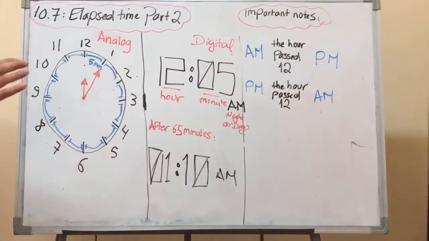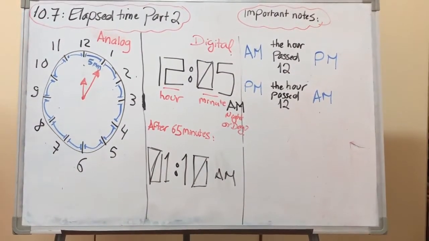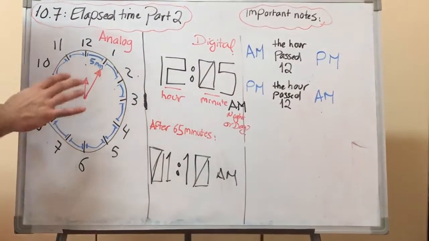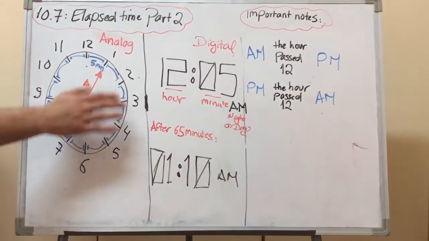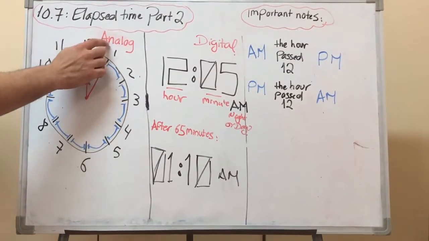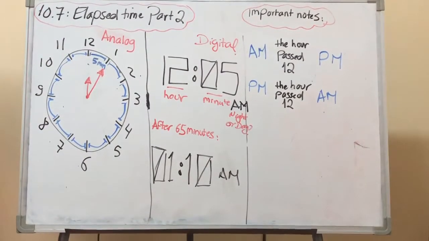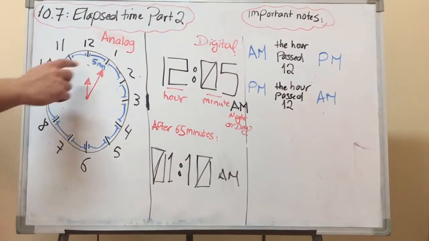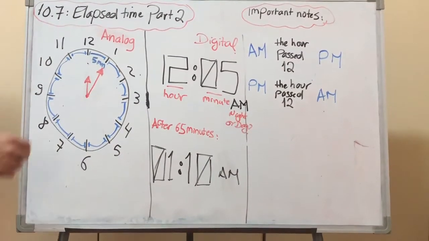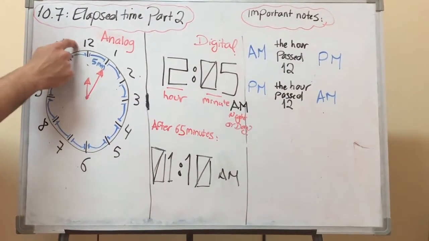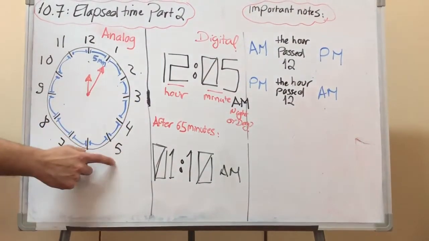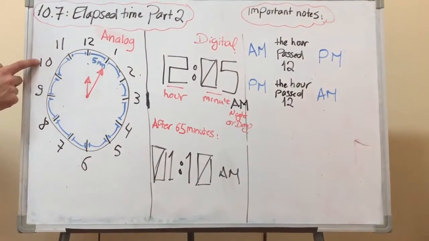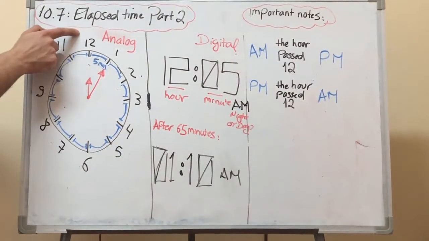Okay, we have to know some stuff before we begin. The first of these is the shapes of the clocks. Here I have this clock. It's called an analog clock, the one that has the arrows and the circular face. Take note that these are the numbers of the hours: 12, 1, 2, 3, 4, 5, 6, 7, 8, 9, 10, and 11, and then 12 again.